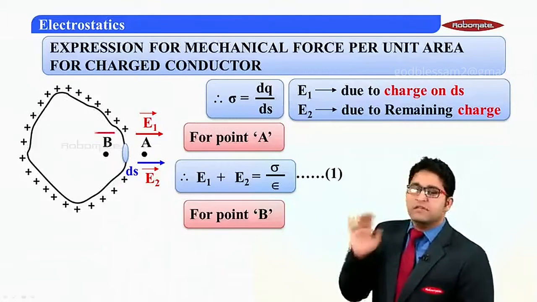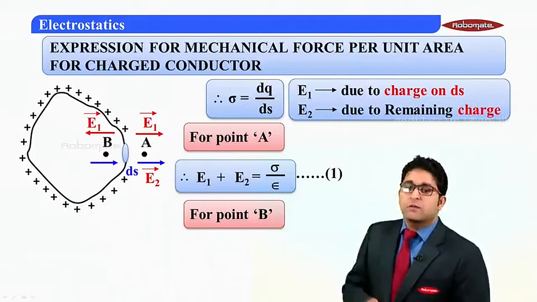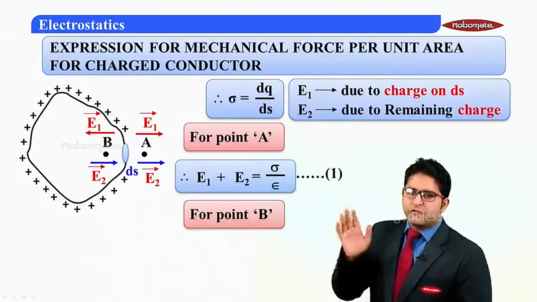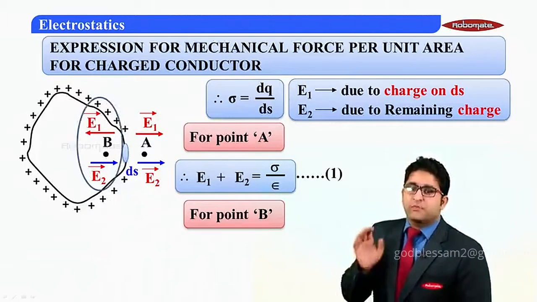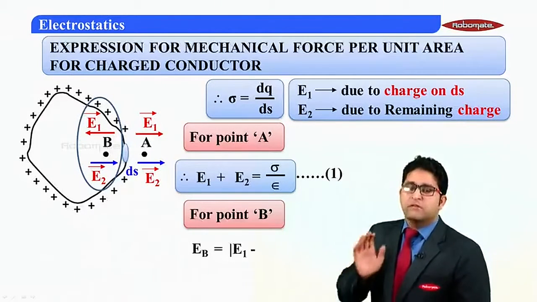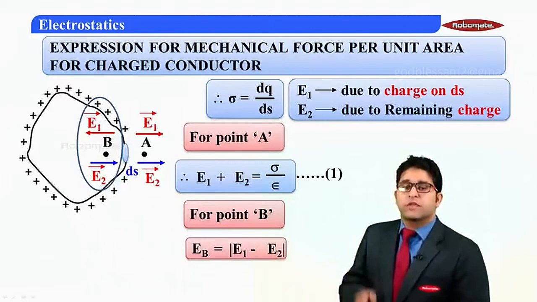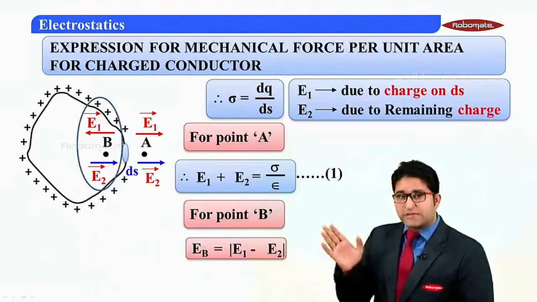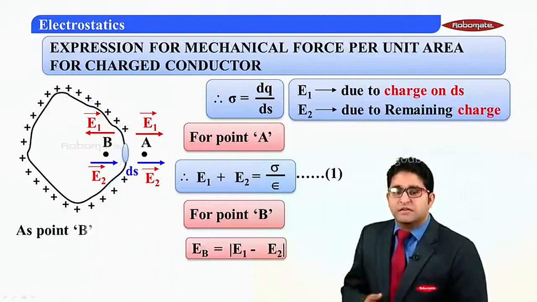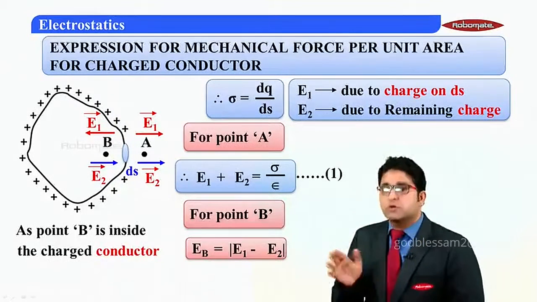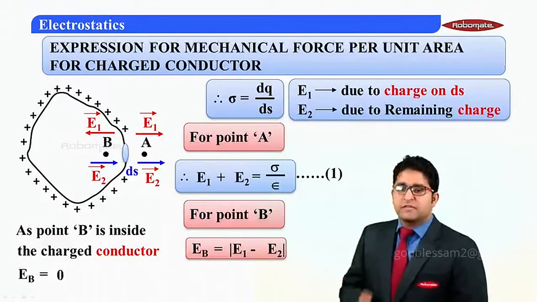Now see the diagram, E1 and E2 are in opposite direction, right? So therefore resultant intensity at point B can be written as mod of E1 minus E2. Why? Because both of them are in opposite direction. And again, as point B is inside the charged conductor, intensity at point B should be equal to 0, right? So I can say EB is equal to 0.